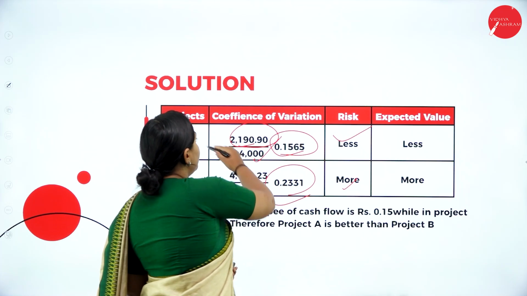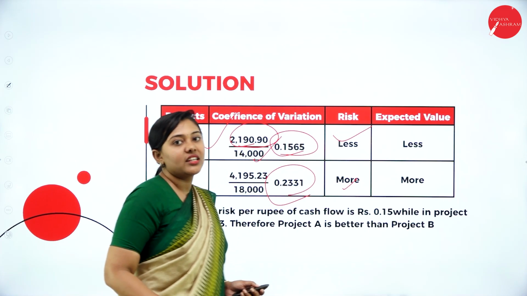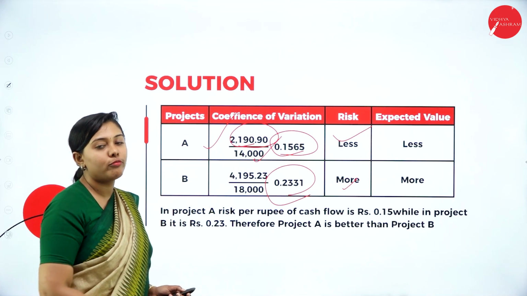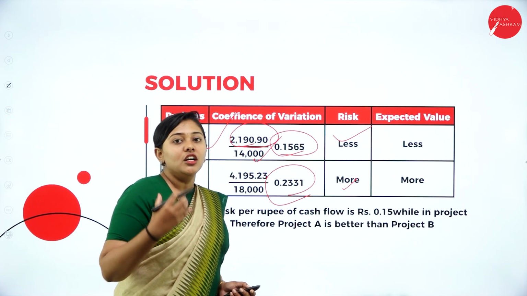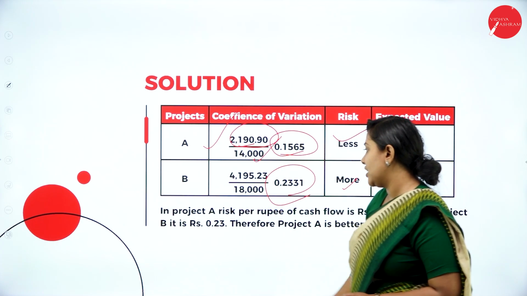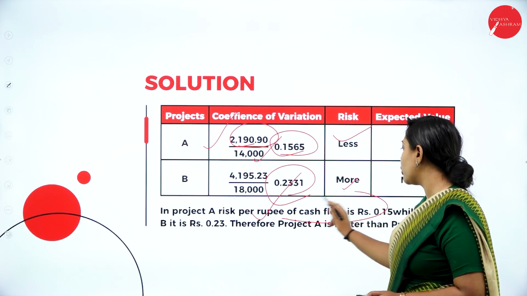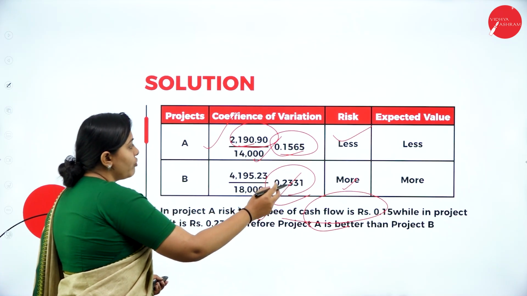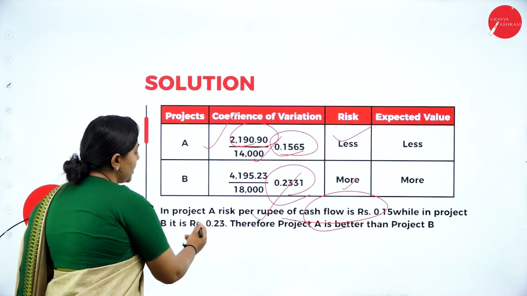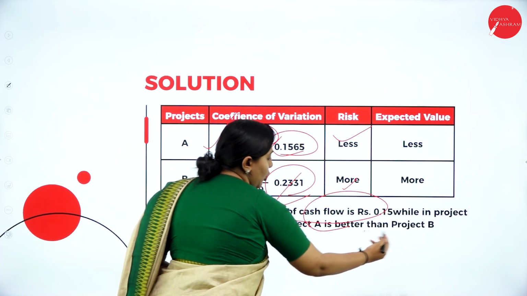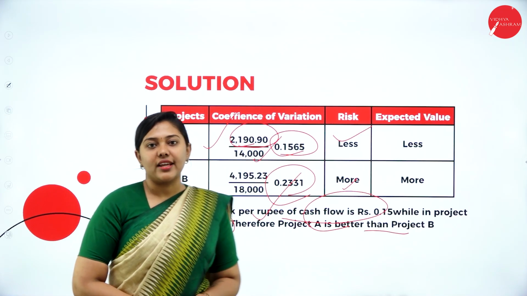So they prefer Project A, since the risk is very low in the case of Project A. That's why the firm is seeking Project A. In Project A, the risk per rupee of cash flow is 0.1565, while in Project B it is 0.2331. So Project A is better than Project B. That is what they like to say.